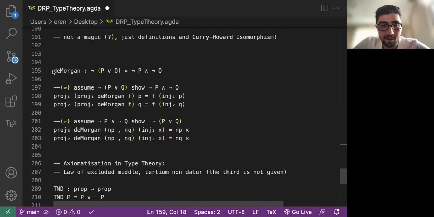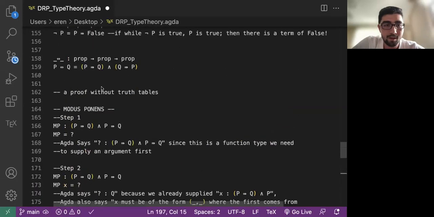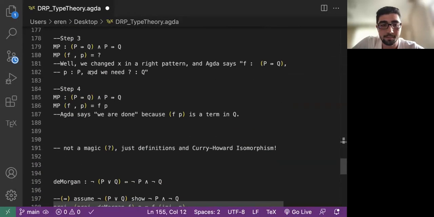So De Morgan is a term which is combined with an and. So I can use projection 1 over De Morgan and projection 2 over De Morgan. So I have here projection 1 De Morgan. It is the part where I want to assume this and show that part. De Morgan is a function, projection 1 De Morgan is a function, and I need to supply it an argument. We are calling it F because it is not (P or Q). And if you remember the definition of not, it is given as a function from P to falsity.